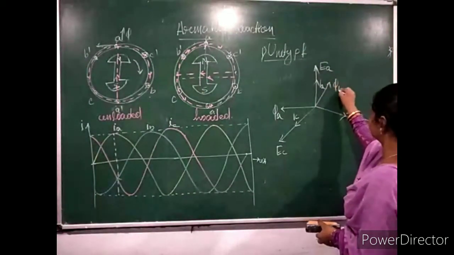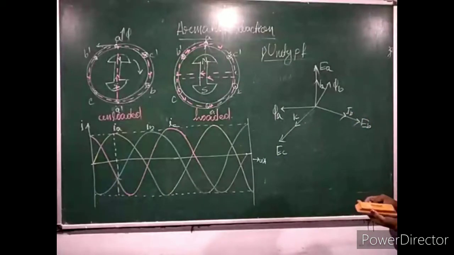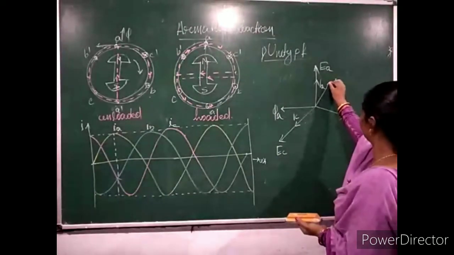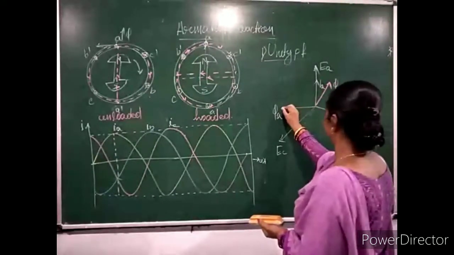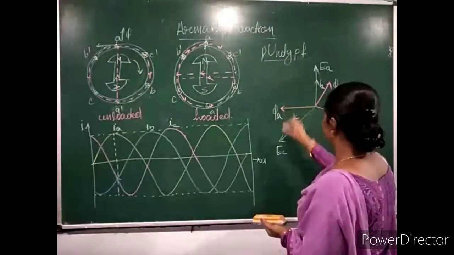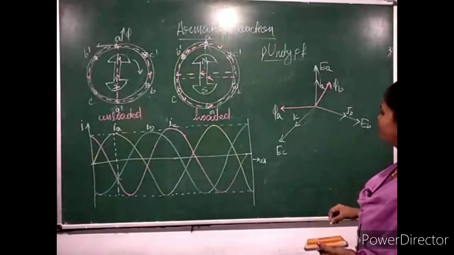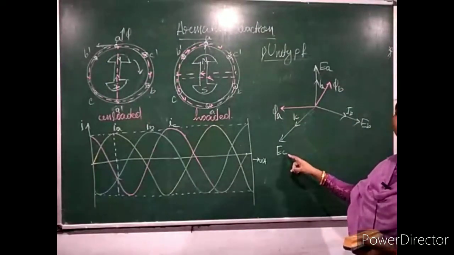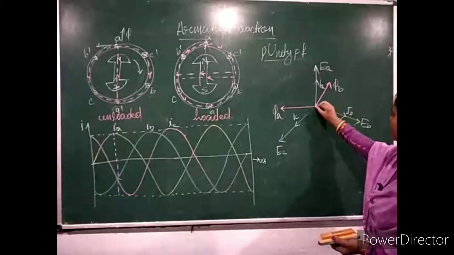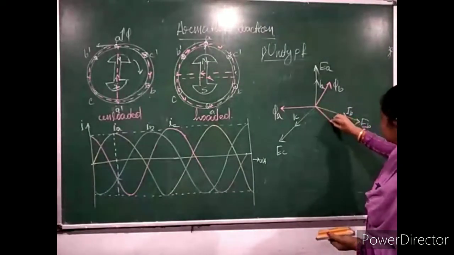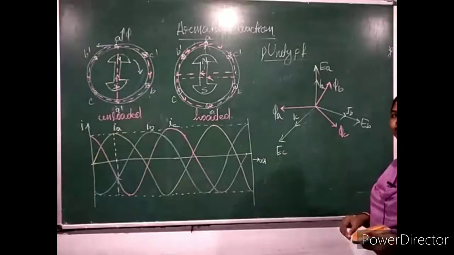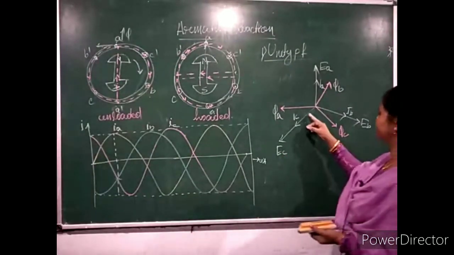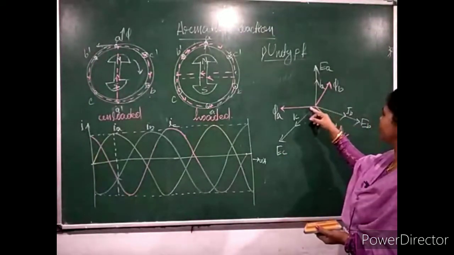This is phi B. I differentiate this flux by pink color. Similarly, for phase C, its flux leads the voltage at phase C by 90 degrees. This angle is the 90 degree angle.